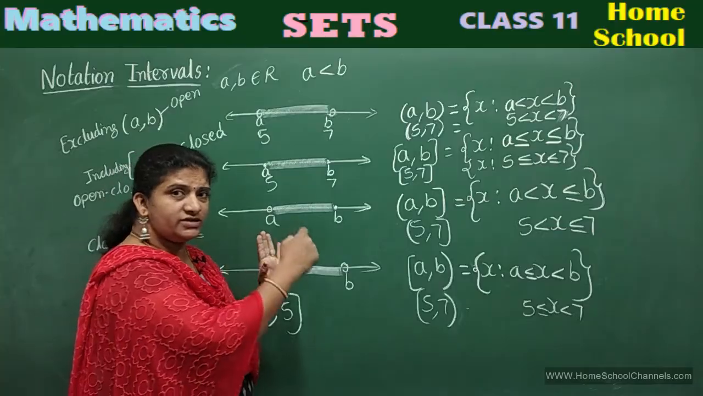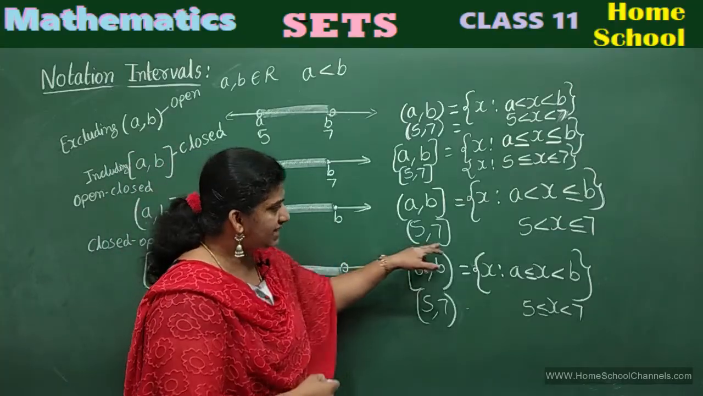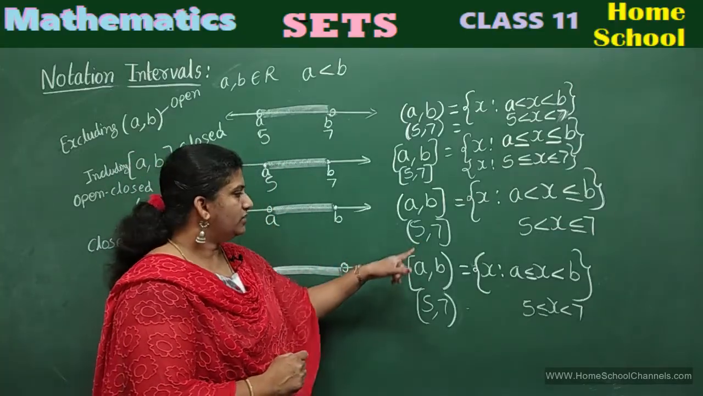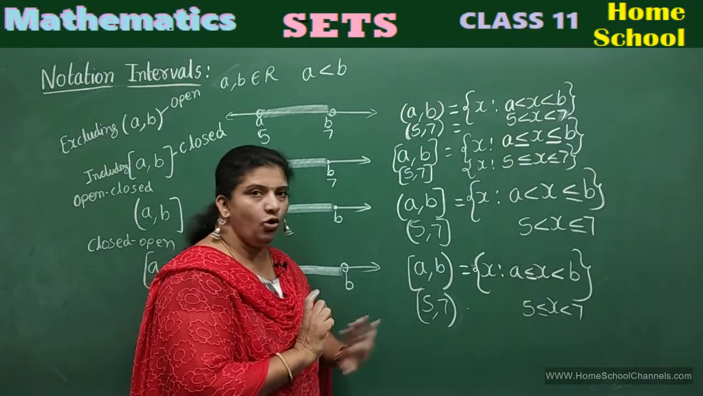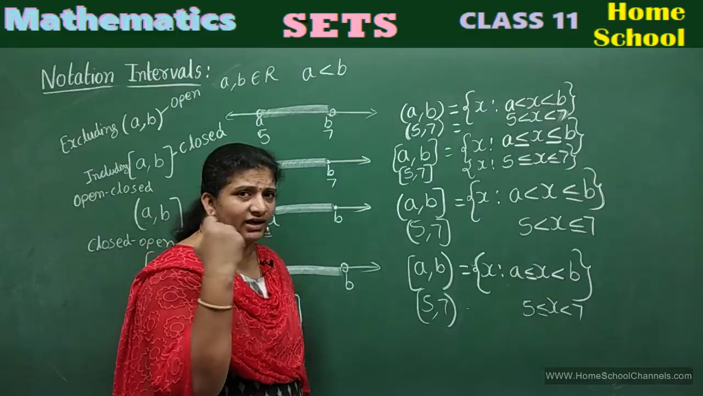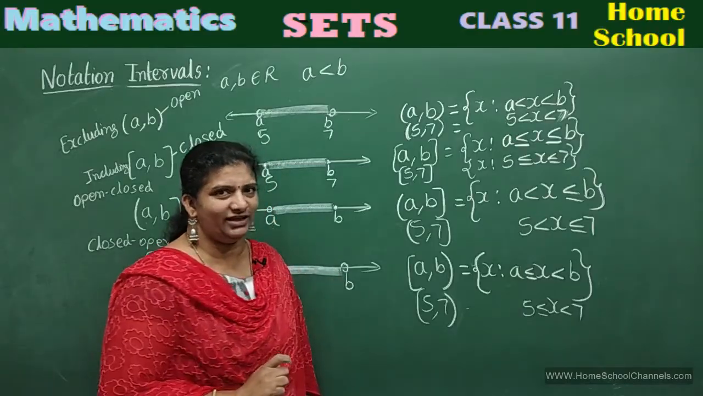Next, 5.0001 to 7 will be there. Okay. Here 5 will be there, 7 won't be there. 6.99999 is the end point there.